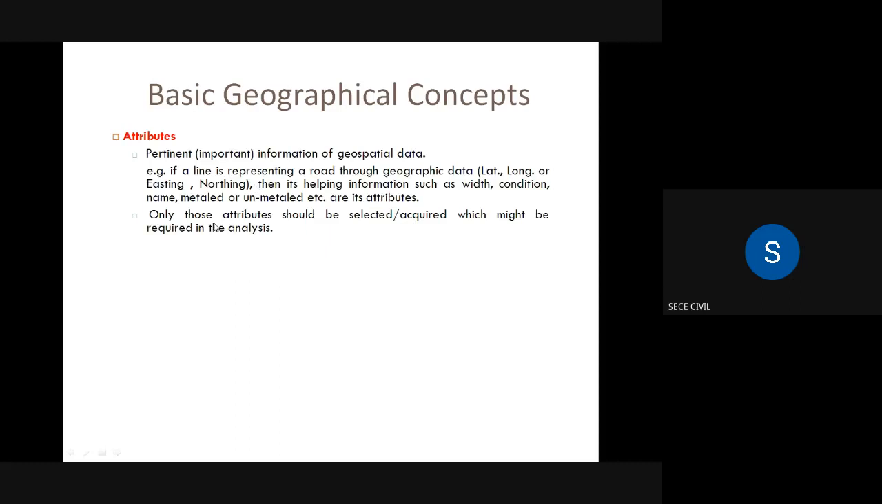Only those attributes should be selected or acquired which might be required in the analysis. For example, if you want to take the map for a river by using GIS, the final product will be a map which consists of the river only. The river will have attributes also: where it starts, width of the river, depth of the river. These points come under attributes for the river.